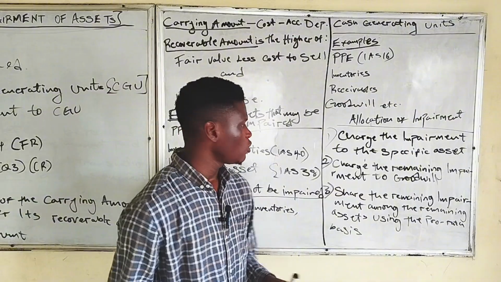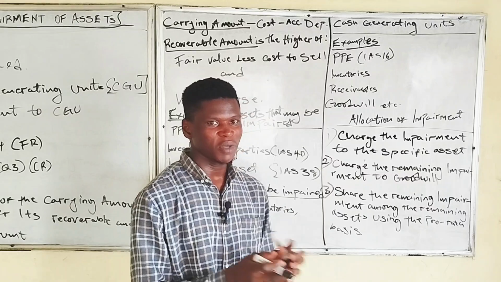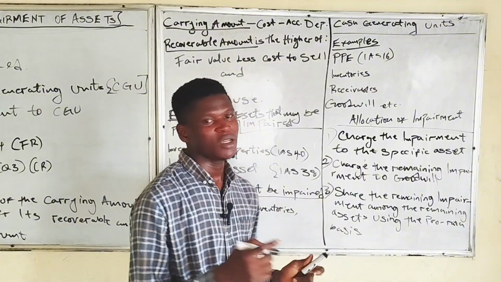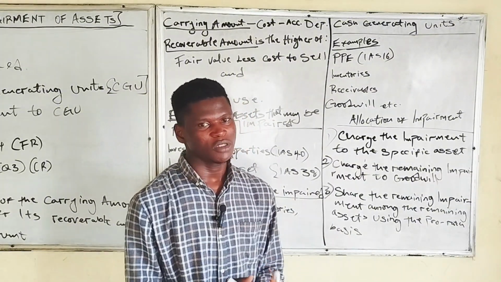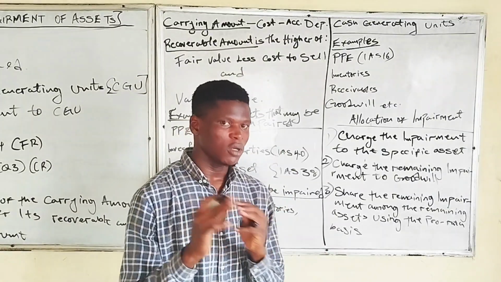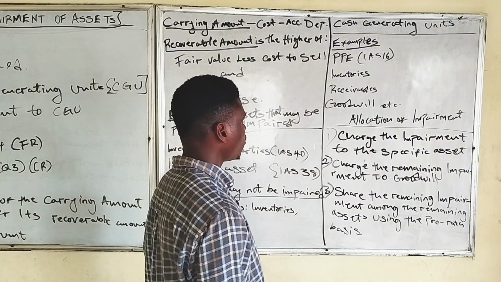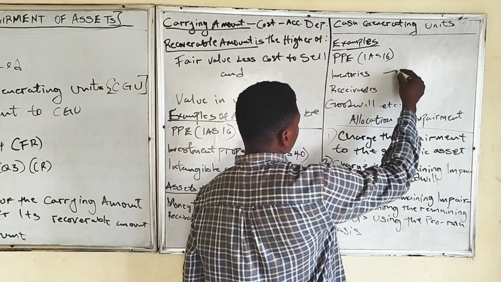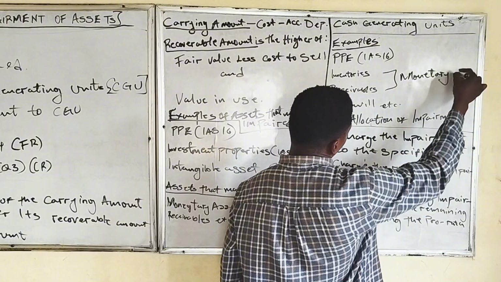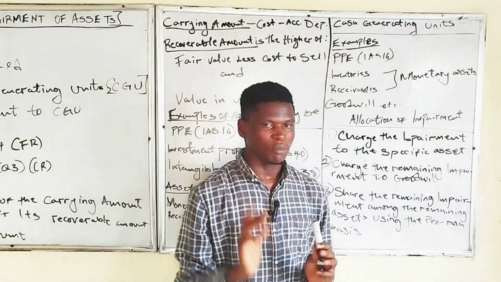But if there is still a remainder, we charge the remainder or we share the remainder now among the remaining assets. We share the remainder after also charging to goodwill, bringing goodwill to zero. So we charge the remaining or share the remaining among other assets on pro rata basis. Pro rata basis is on the basis of their carrying amount. So the higher the carrying amount, the higher the share of impairment. We will show these questions relating to some of this. And take note that inventories and receivables are monetary assets. And we said that monetary assets are not to be impaired.